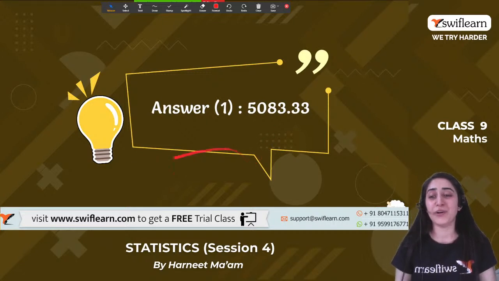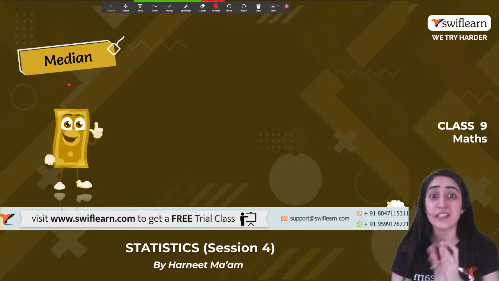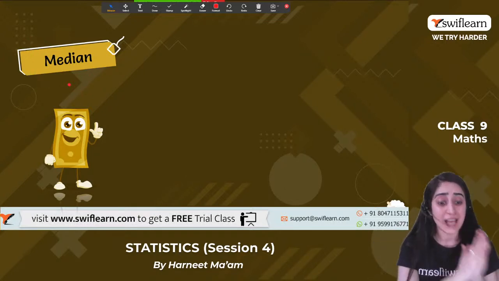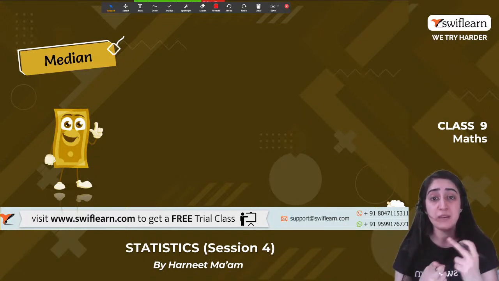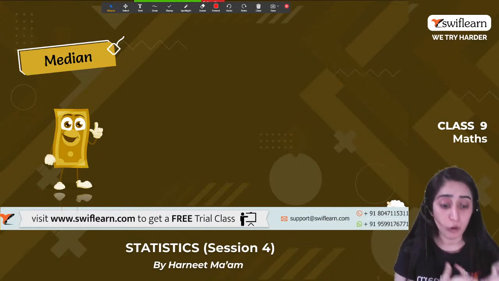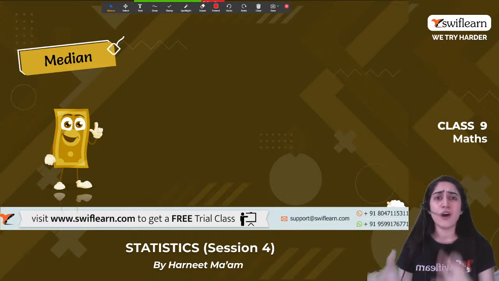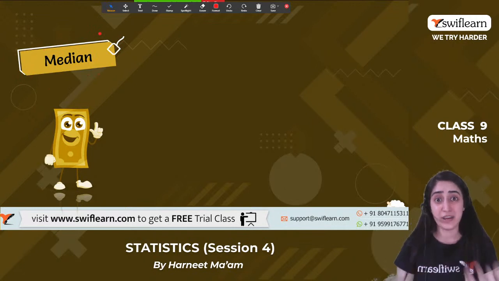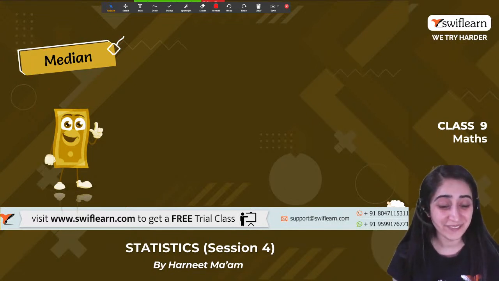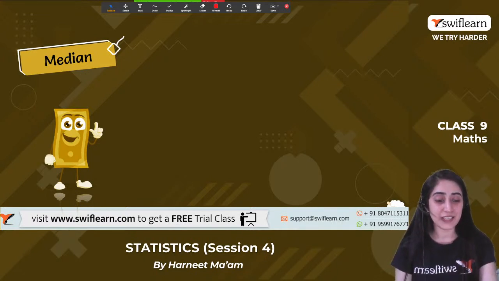Now moving on to the next thing, that is median. Till now we have understood mean, that means average. Moving on to the next topic, that is median. We have to cover mean, median, mode. Mean we have already done, median we are doing right now. Everyone, do you all know what is median? What do we mean by the word median? What is median? I am here to learn from you. Can you tell me what is median? What do you think is median?